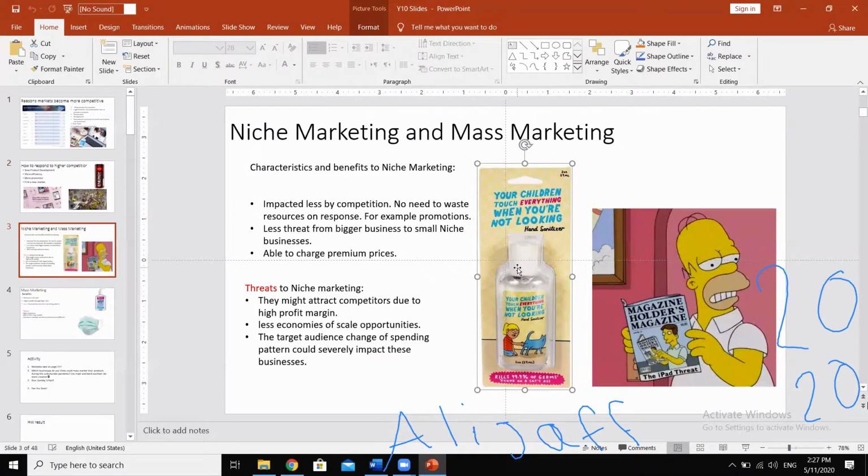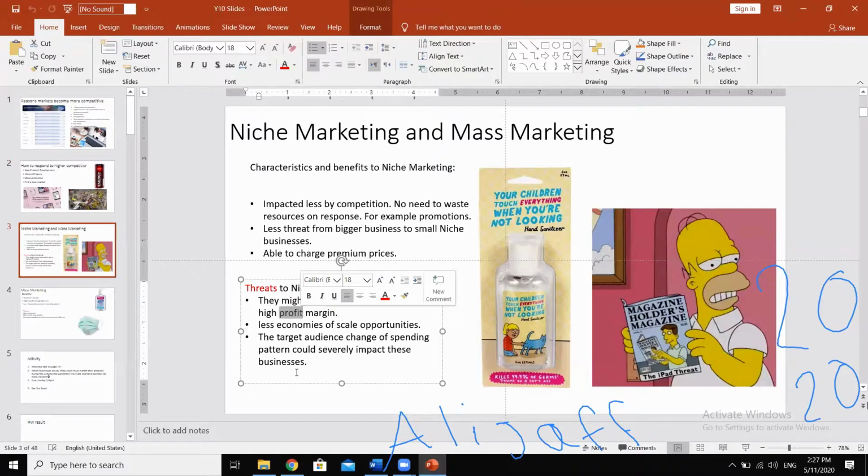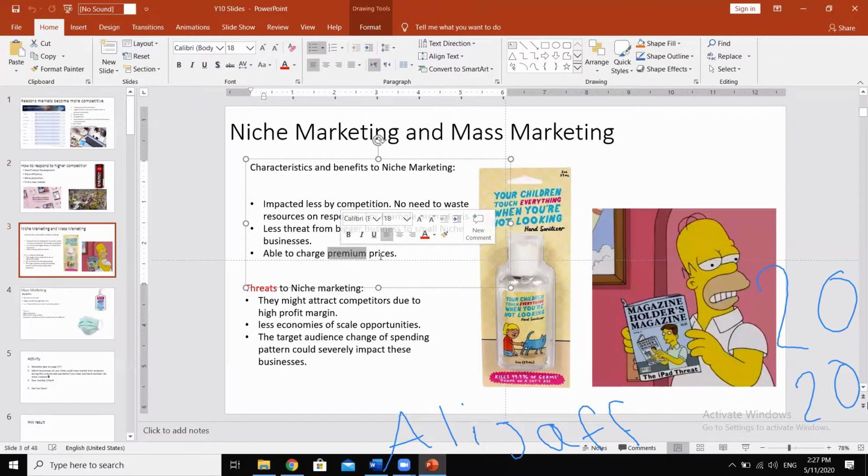Okay. What is the advantage, what do you think would be the case? Would this be more expensive than a normal hand sanitizer? Yes. So that's one of the advantages: you can charge people a lot of money and gain a lot of profit. That's the advantage of charging a premium price, really high prices. You're exempt or safe from high competition, with less threat from bigger businesses. You're not impacted by them because you have a special product that they don't have. So there's less impact by competition.